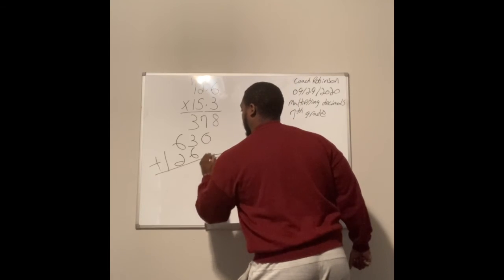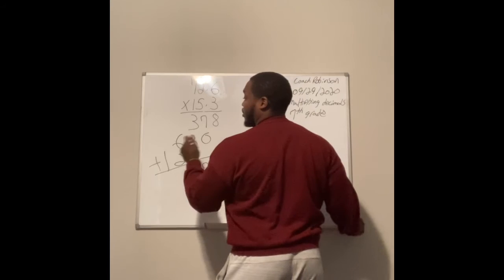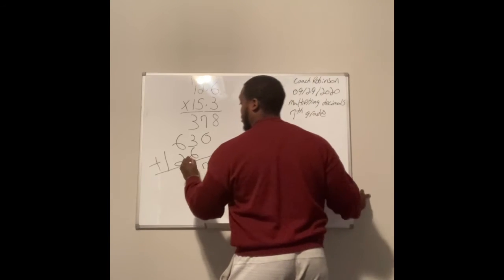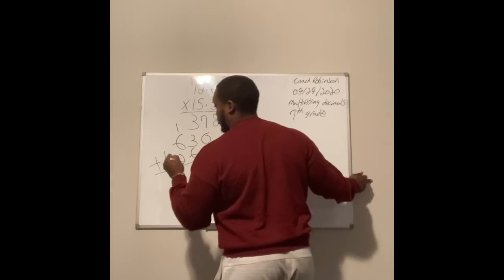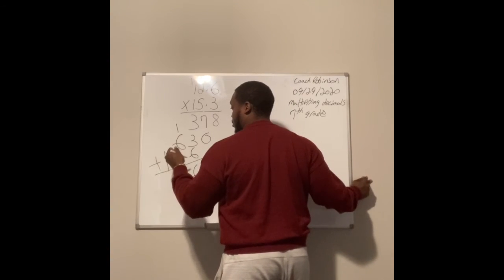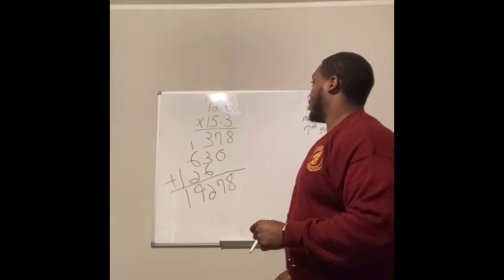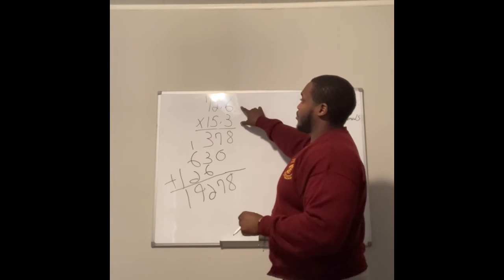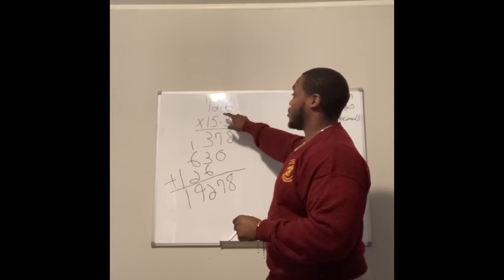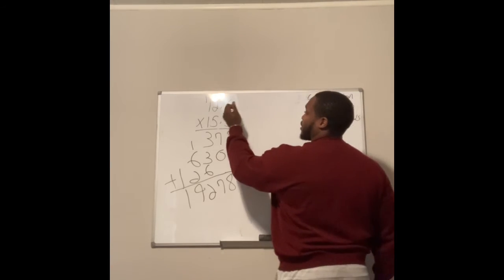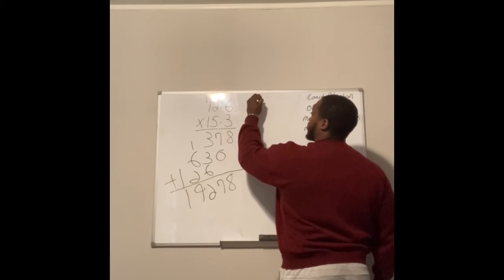Drop our 8. 7 plus 0 is 7. 3 plus 3 is 6. 6 plus 6 is 12. Carry the 1. And 2 times 6 plus 1 is 9. And remember, you always count these spaces, and the spaces is the number after the decimal. So 12.6 has 1 space, and 15.3 has 1 space, equaling 2 spaces.